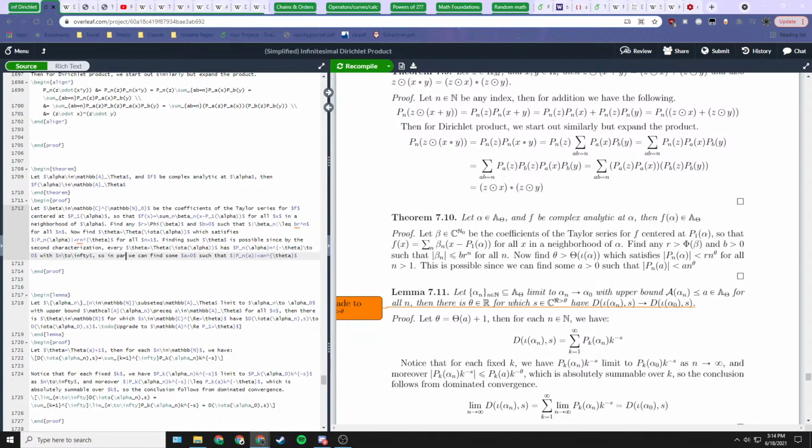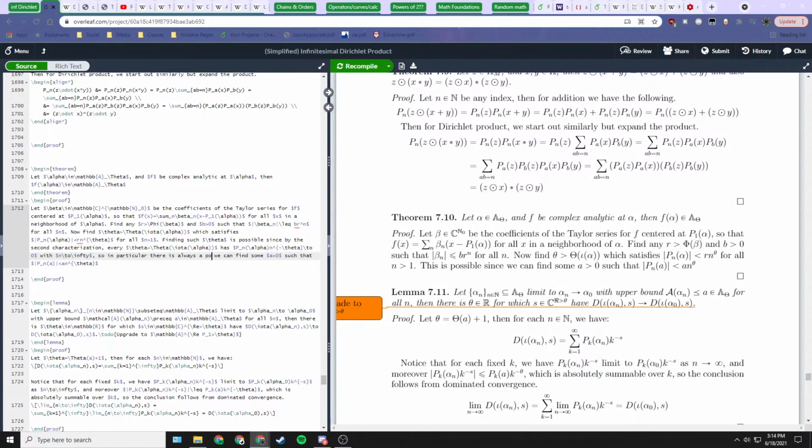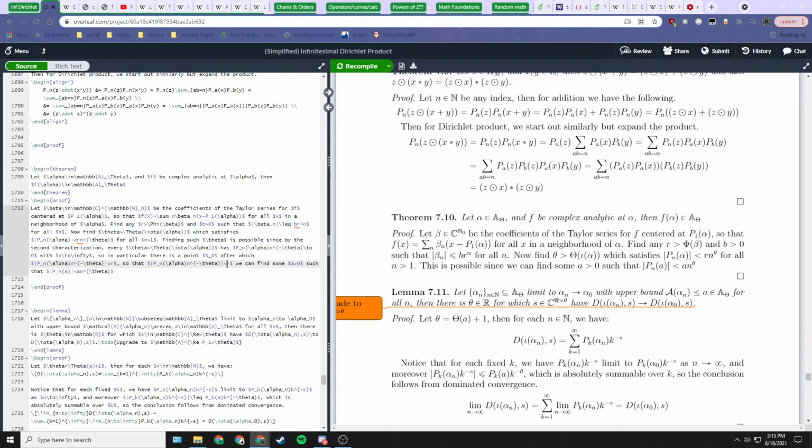So in particular, there is a point, capital N0, after which the absolute value of p sub n alpha times n to the power minus theta is strictly less than r, so that the absolute value of p sub n alpha is strictly less than r n to the power theta.